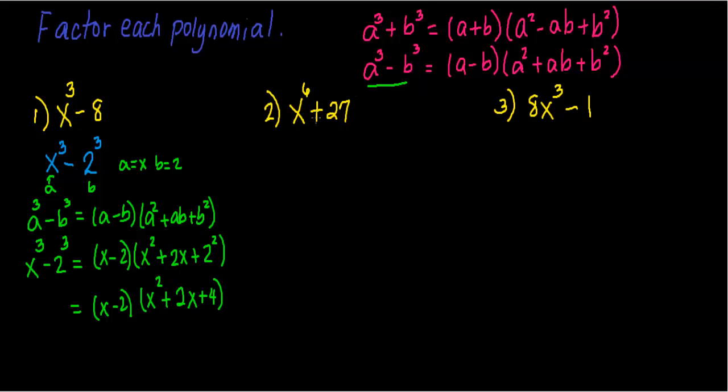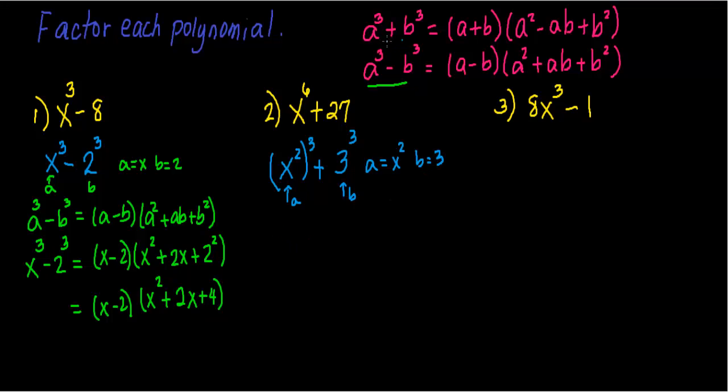I have x to the 6th power plus 27. First step always: identify, are these cubes? They are. I can rewrite this as a cube, and I can rewrite this as a cube, so I can use the sum of cubes in this case. x to the 6th power I can rewrite as x squared all raised to the 3rd power, and 27 I can write as 3 cubed. So now this is A and this is B. A is equal to x squared, B is equal to 3.